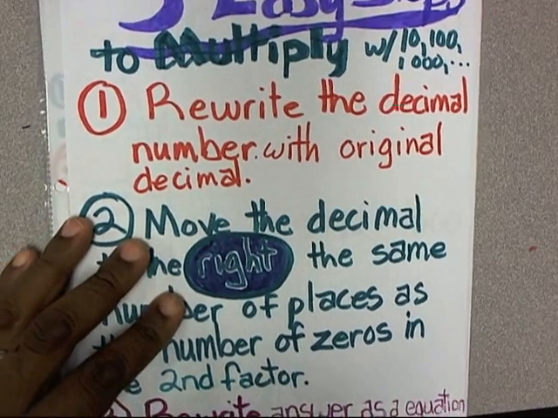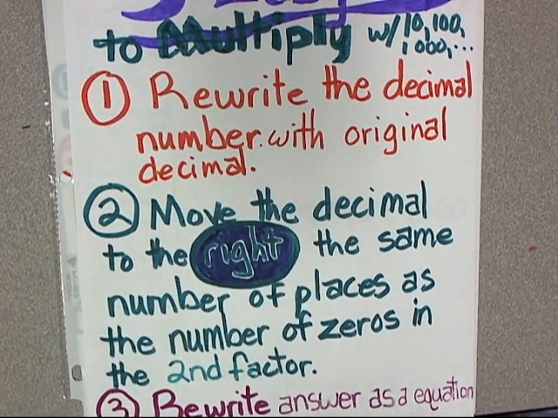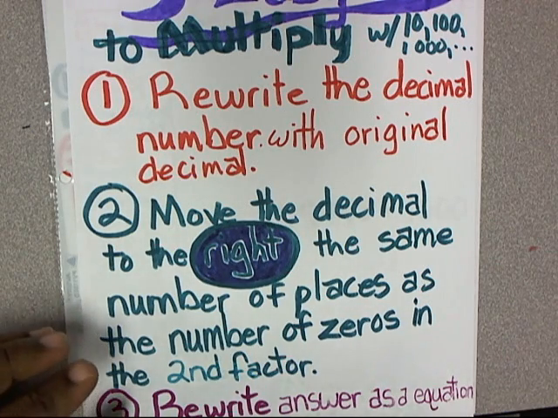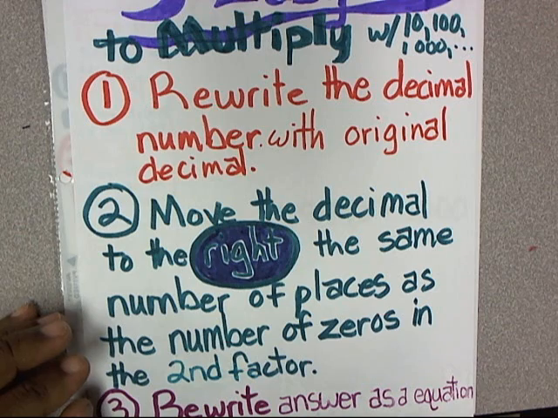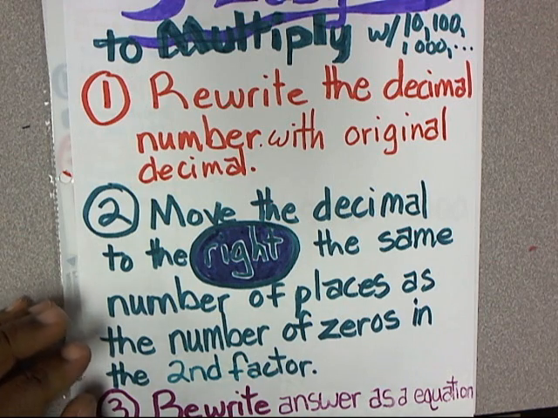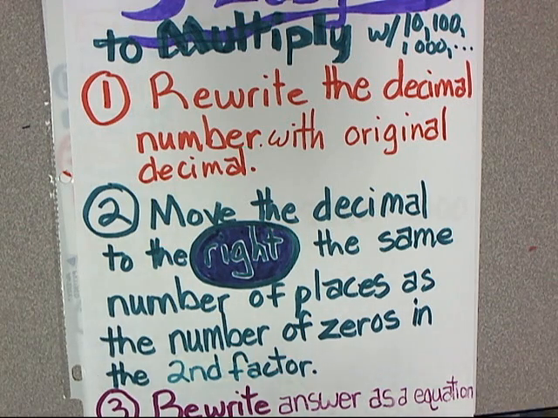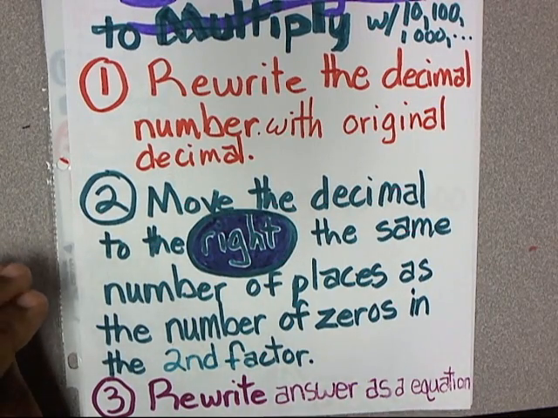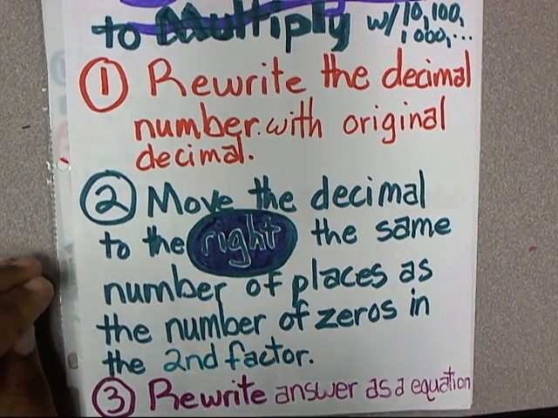There are 3 easy steps to multiply with 10s, 100s, and 1000s. Number 1, rewrite the decimal number with original decimal. Number 2, move the decimal to the right the same number of places as the number of zeros in the second factor. Number 3, rewrite answer as an equation.